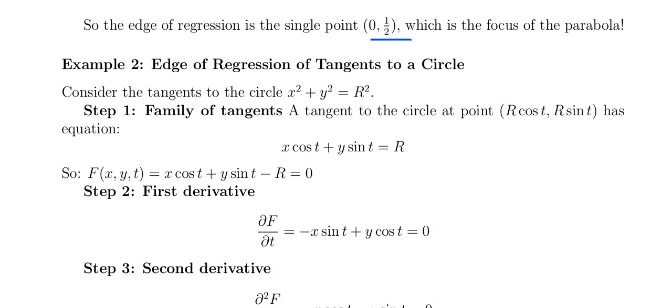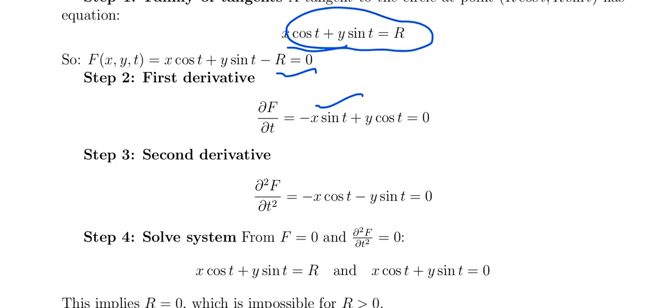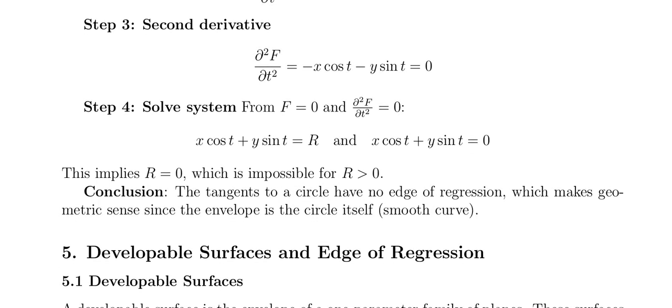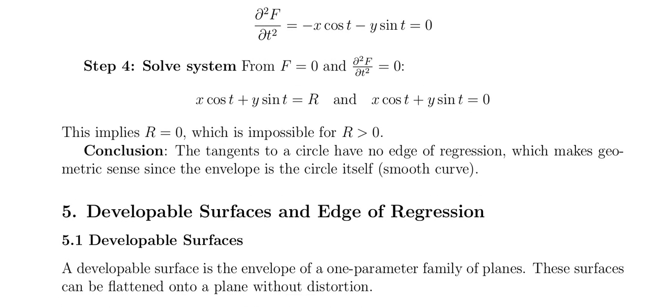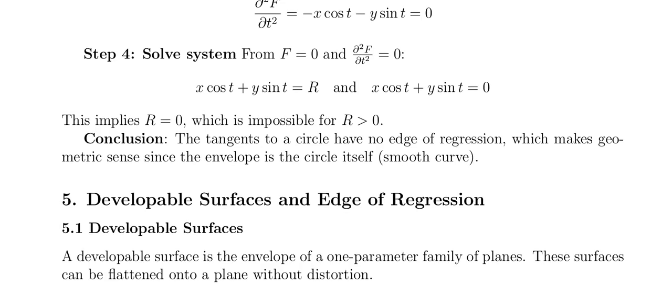In the same way we can find the edge of regression of the tangents to a circle. For the circle x square plus y square equal to r square, the tangent at the point r cos t, r sin t is the well known formula x cos t plus y sin t equal to r. For this function, set dou f by dou t equal to 0 and dou square f by dou t square equal to 0, solve both and try to eliminate t. Then we get r equal to 0, which is impossible for r greater than 0.